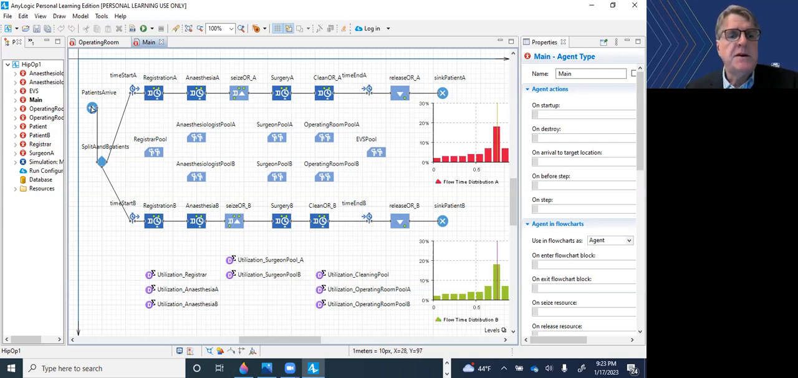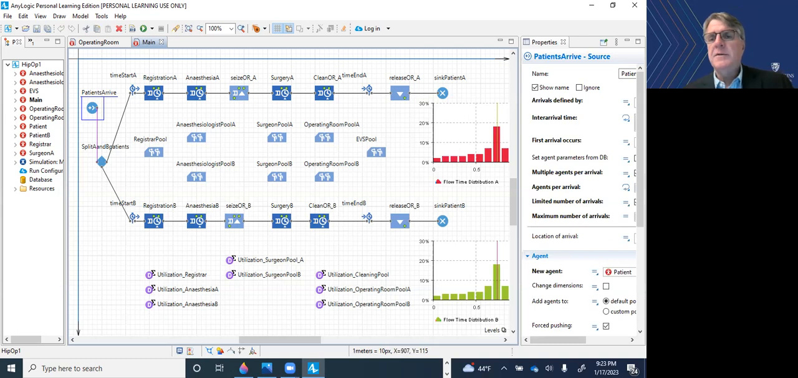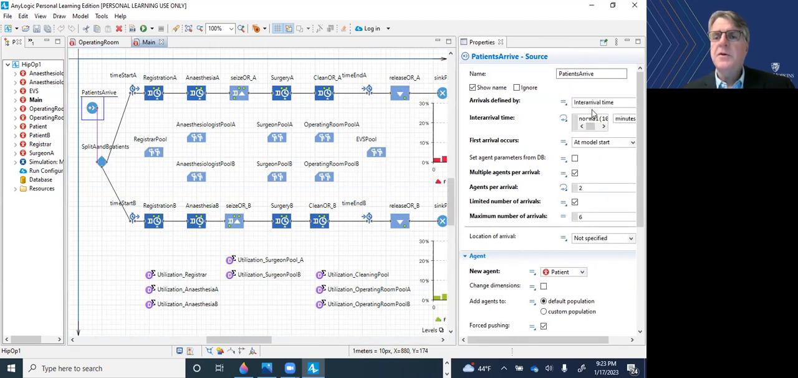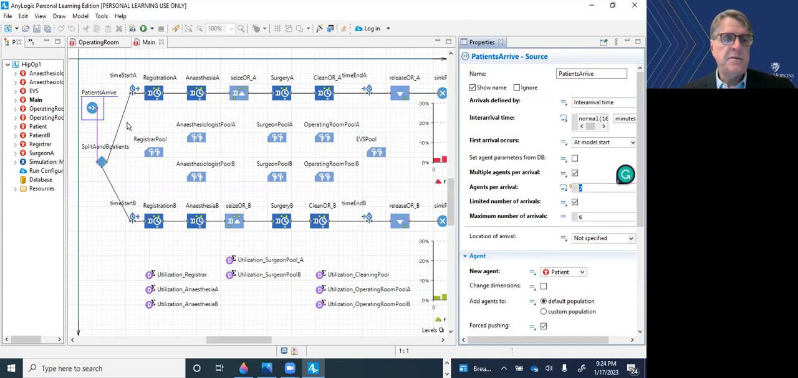Okay, so the patients arrive in the current model with a normally distributed inter-arrival time, and that is shown here. Inter-arrival time is normal, and it has a mean of 90 minutes with a standard deviation of 10. And we get two arrivals at a time. And then they come in here and they get split. And then wherever the shortest line is, that's where these folks go.